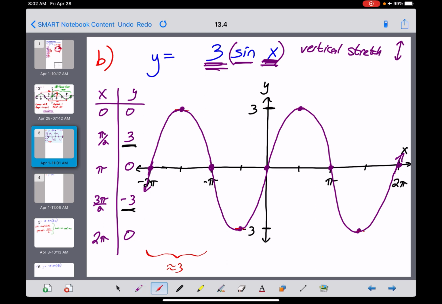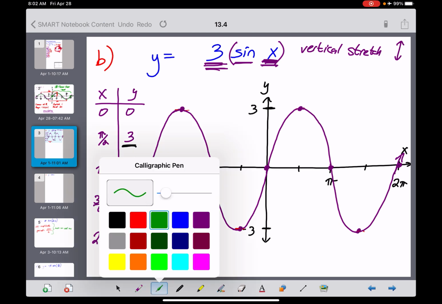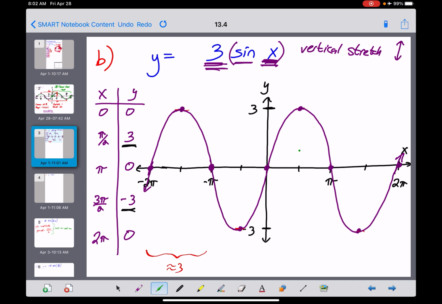Now, probably don't want to put this in your notes right here, but the parent graph we drew just a second ago only went to about here and here. So the parent graph, which I'll often draw as the green dotted line, looked something like this from the last problem. And what I hope you guys can see is that this graph that we're drawing here in purple shows that vertical stretch of a factor of 3.